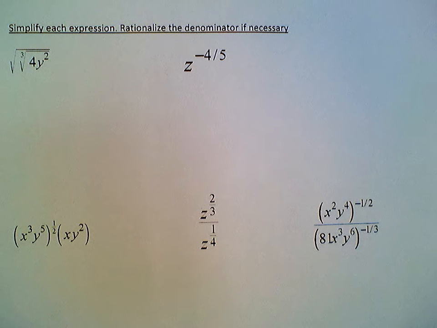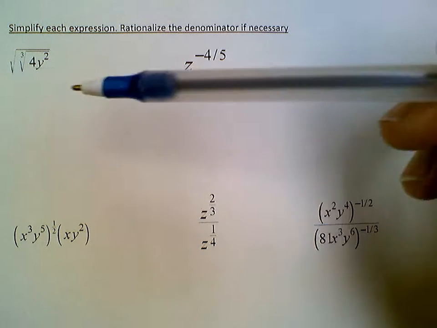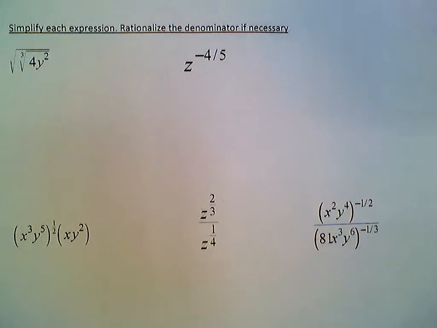Alright, in this video we're going to simplify some more complicated radical and rational exponent expressions. So let's look at this first one. I've got a couple radicals in the same problem. I got the square root of the cube root of 4y squared. So this looks complicated, but it's going to be a lot easier if I rewrite this into rational exponent form. A lot of the time things are easier to simplify in exponent form instead of radical form.